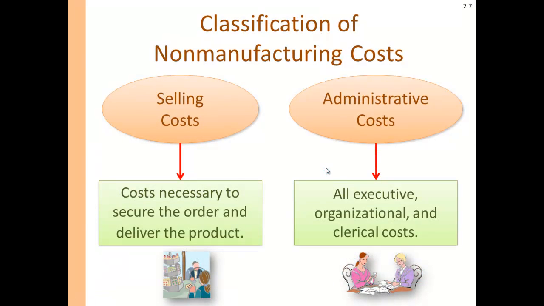Then we have the classification of non-manufacturing costs. Selling costs are the costs necessary to secure the order and deliver the product. Administrative costs are costs that are all executive, organizational, or clerical. So the accountant would be in here, and the sales manager would be inside selling costs.